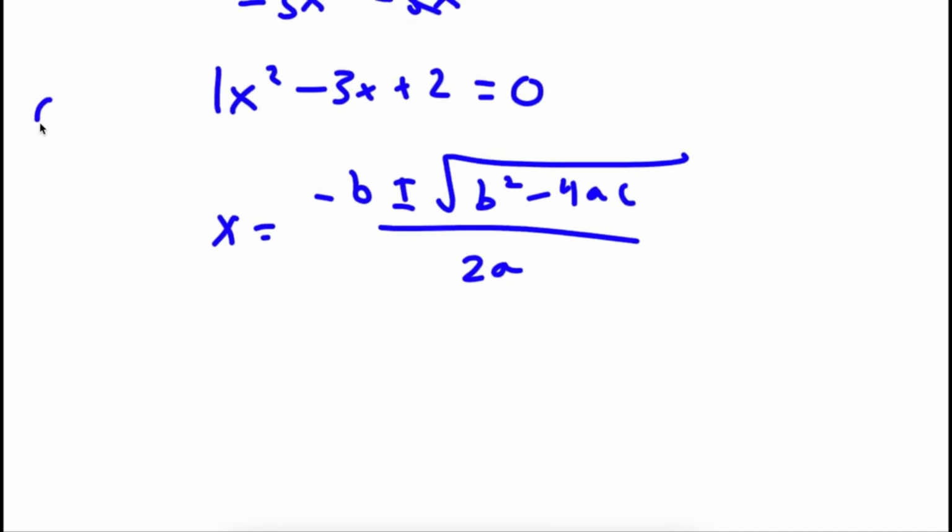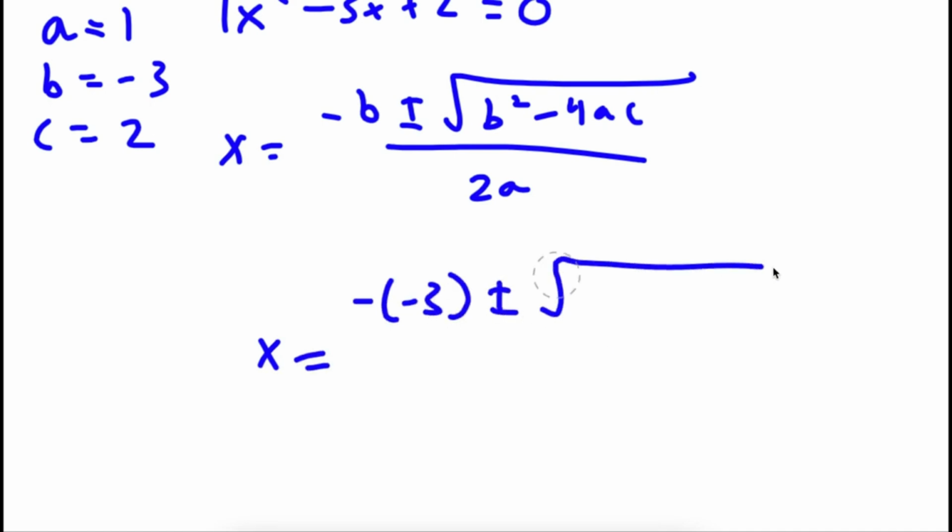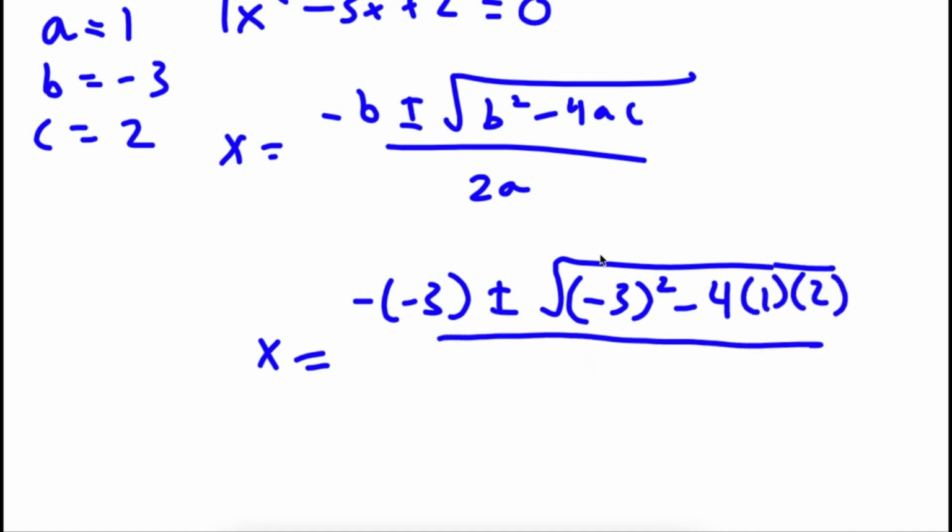So in this case, a is equal to 1, b is equal to negative 3, and c is equal to 2. So I have x is equal to negative of negative 3, plus or minus the square root of negative 3 squared minus 4 times a, which is 1, times c, which is 2. Now I have this all over 2a, so 2 times 1.